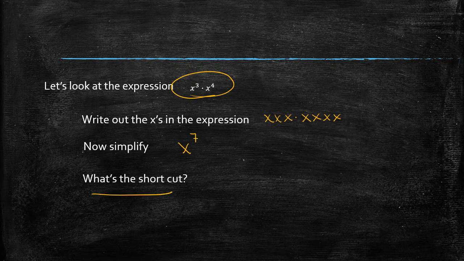Okay, so what's the shortcut? Because we certainly don't want to have to write out all these x's all the time. So we started with x cubed, we multiplied it by x to the fourth, and we came up with x to the seventh. So the rule is that when we're multiplying and we have the same base, we add our exponents together.